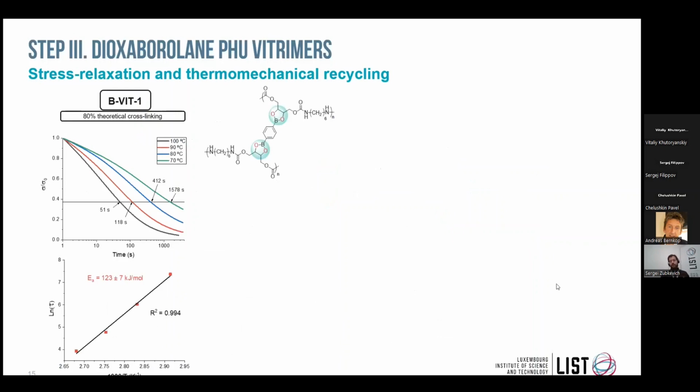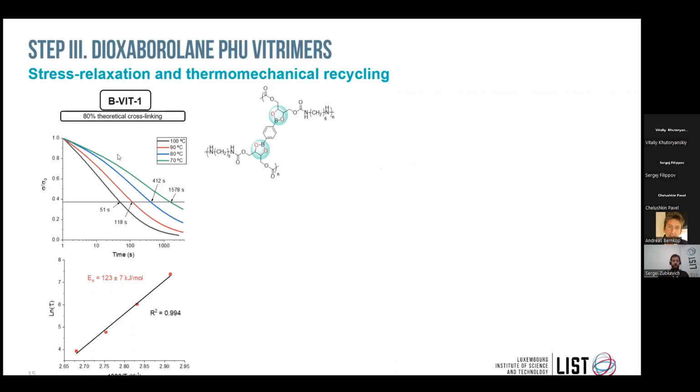And then when we are talking about vitrimers or covalent adaptable networks, we always study the stress relaxation curves, or how the samples relax stress when it's applied to them, and so how they can be recycled and healed, which is the property of the vitrimers or covalent adaptable networks.